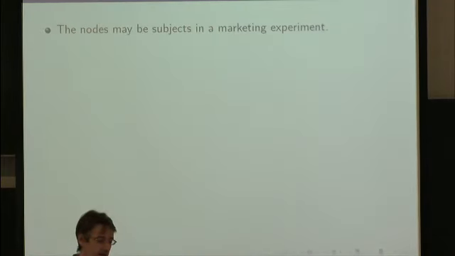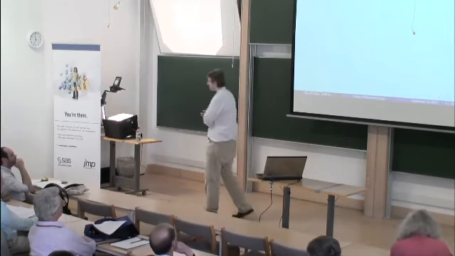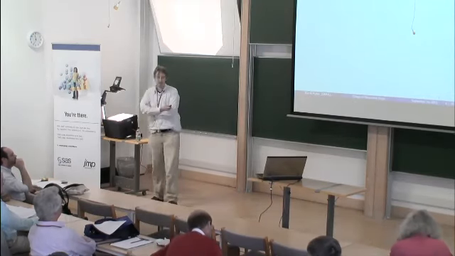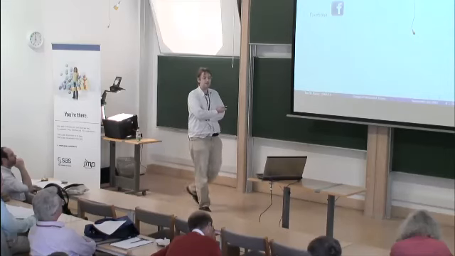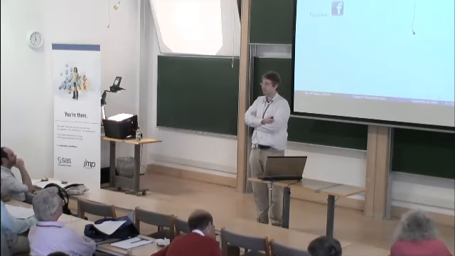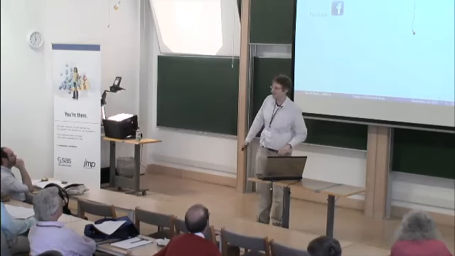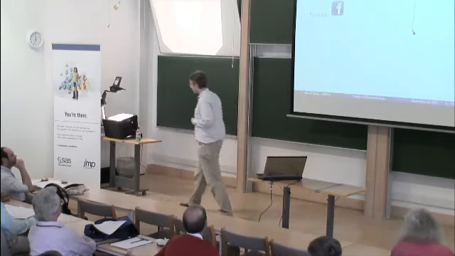Okay, so here's an example of a problem which we might be interested in. The nodes might be subjects in a marketing experiment. The links may be a social relationship, such as being friends on Facebook. I'm sure the vast majority of the young ones at the back will be on Facebook, and the vast majority of the ones at the front will be wondering what a computer is.